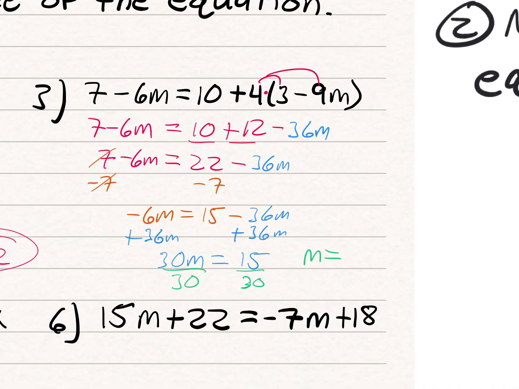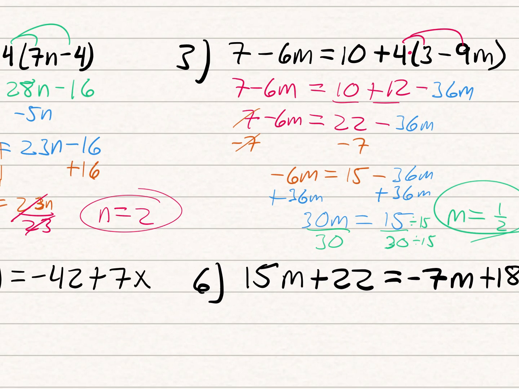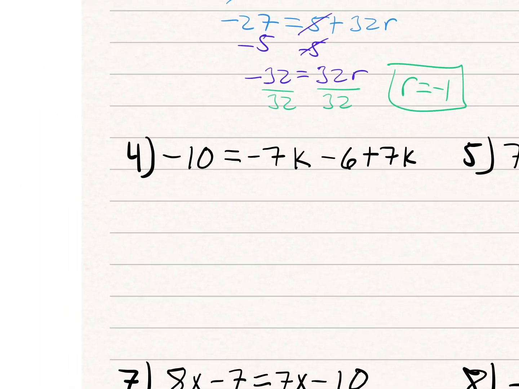That can be simplified, right? They both share a factor of 15, right? So divide the top and the bottom by 15. And then we get m equals 1/2. All right. Okay, let's keep going.